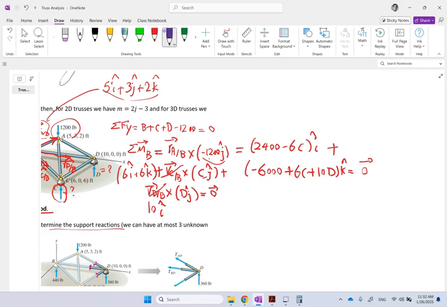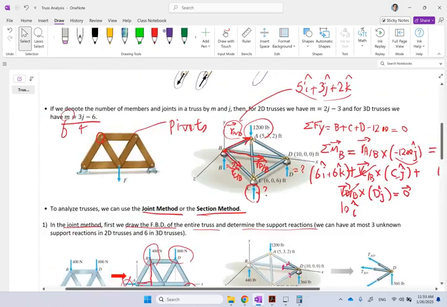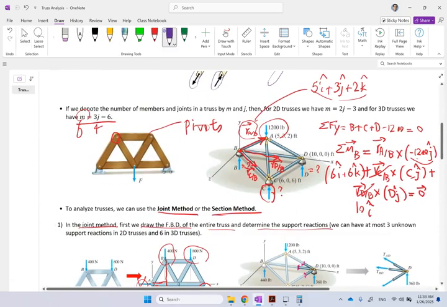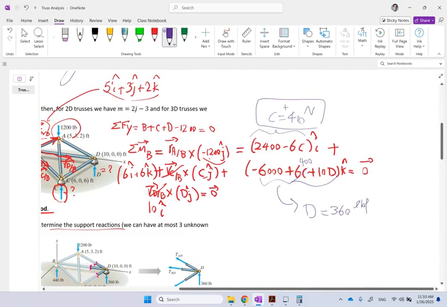So now the two vectors are equal. That means this coefficient is 0 and this coefficient is 0. Now that coefficient 0 means c is 400 positive Newton. Plug it here, and you can get d, and d is going to be 360. Now here the unit is not Newton, actually it is in feet for this problem, so the forces should also be pounds, not Newton. So your lbf.